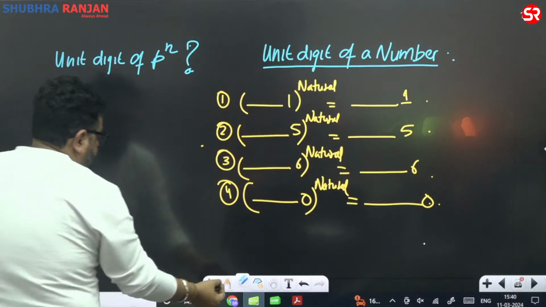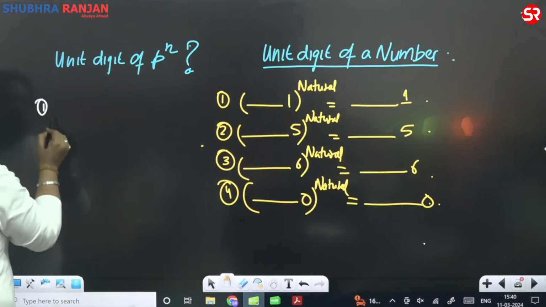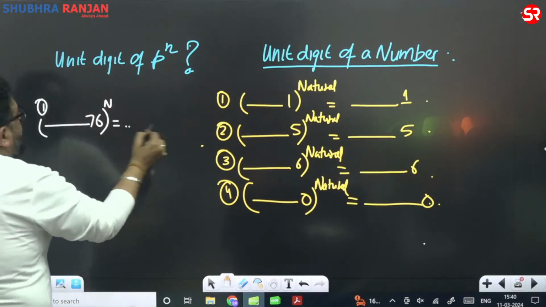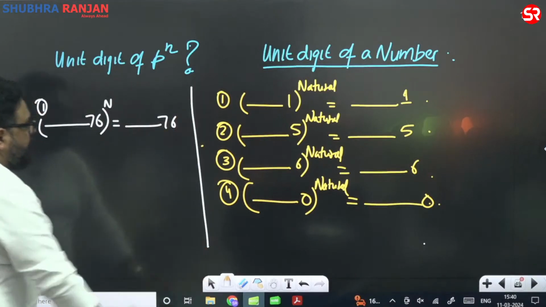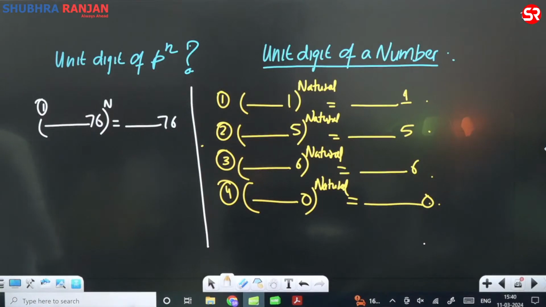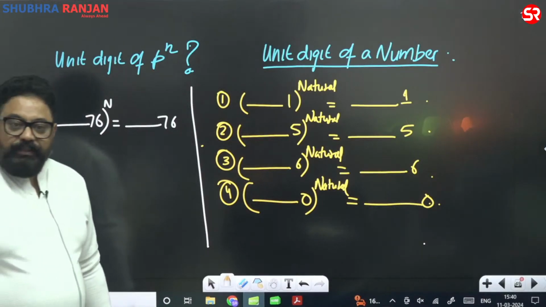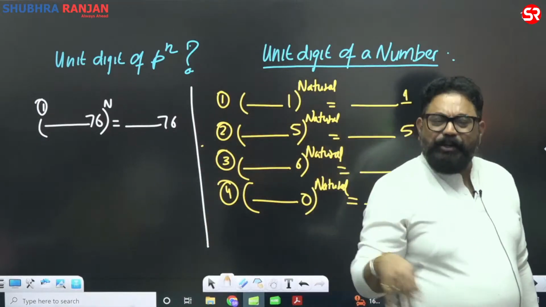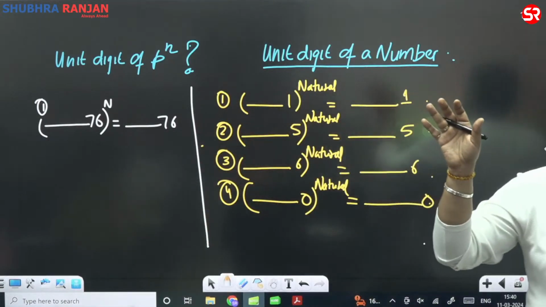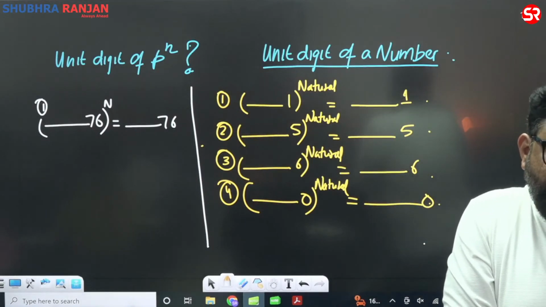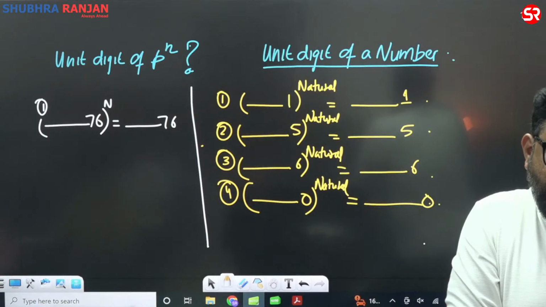Important point. Point number 1: any number ending with 76 raised to the power of natural number n always ends with 76. Note it down, this is something out of the box. If a number ends with 76, any power of it will also end with 76. Check it 100%, for any power, n is any number. This is information you might not be knowing, right?